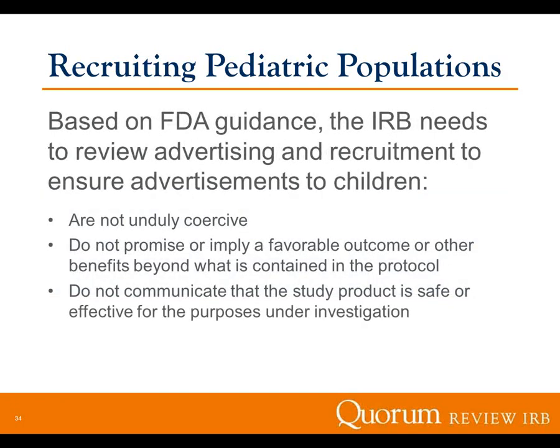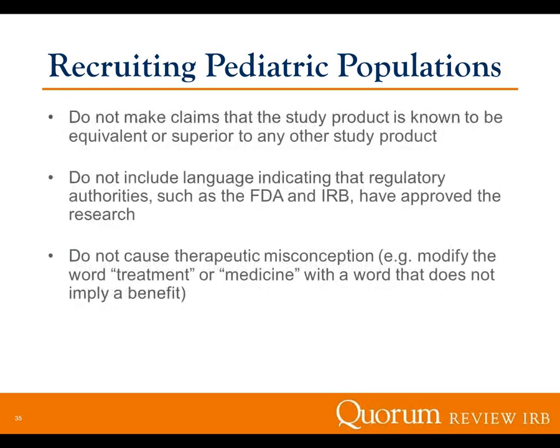Based on this FDA guidance, the IRB needs to review advertising and recruitment to ensure advertisements to children do not do the following. First, the advertisement should not be unduly coercive. Again, this guidance applies to adults and children, but let's think about it from the lens of actually enrolling children in your research. Next, you cannot promise or imply a favorable outcome or other benefits beyond what is contained in the protocol. Do not communicate that the study product is safe or effective for the purposes under investigation. Do not make claims that the study product is known to be equivalent or superior to any other study product. Do not include language indicating that regulatory authorities such as the FDA or IRB have approved the research. And do not cause therapeutic misconception.